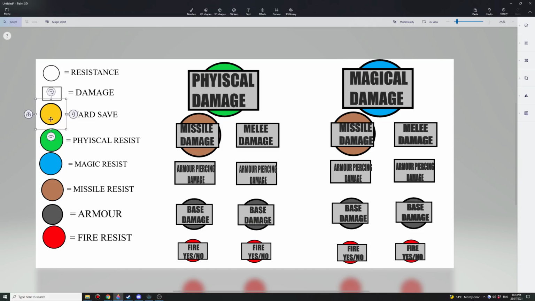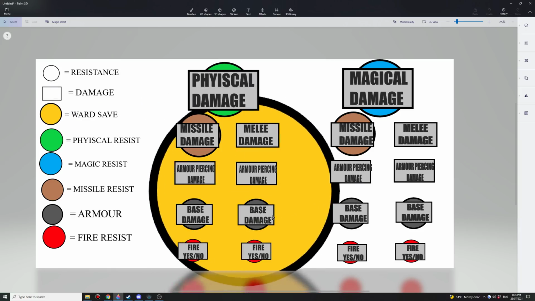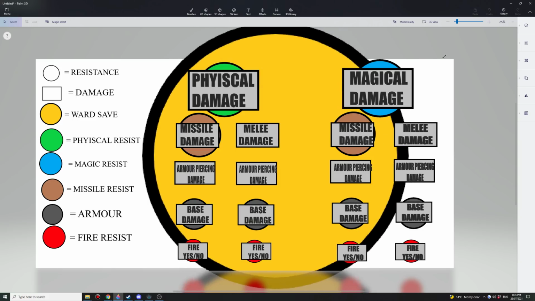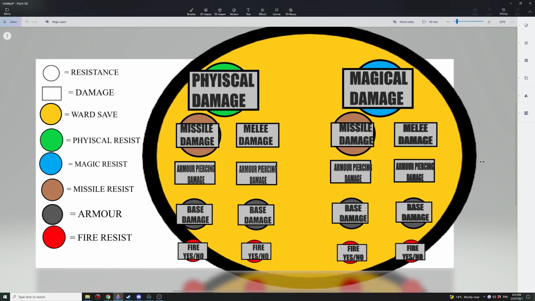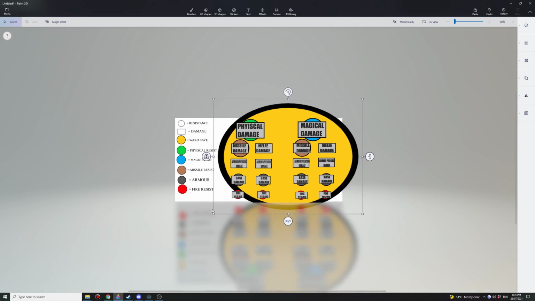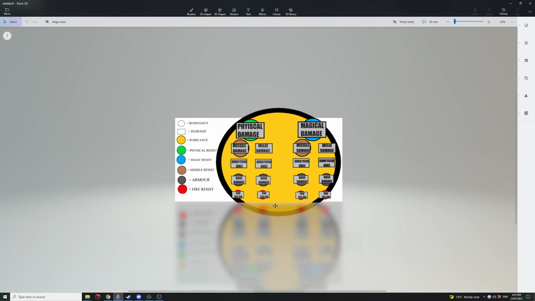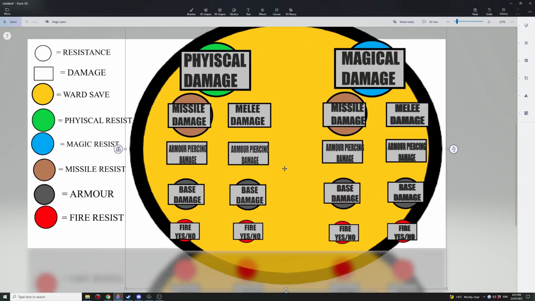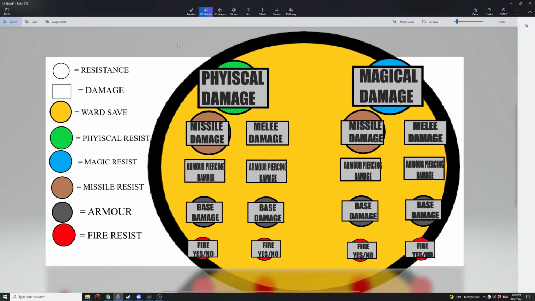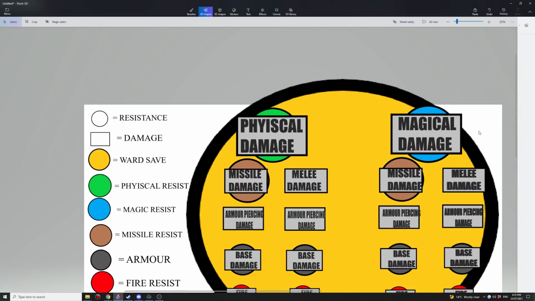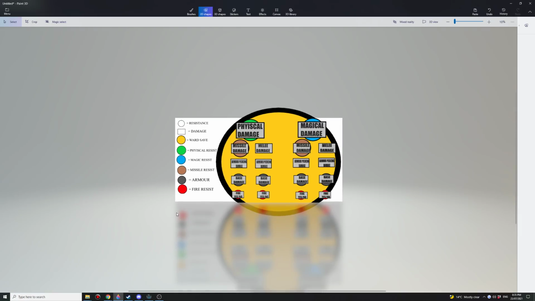And then with ward save, when we go up the list here, it actually gets easier to explain. It's really these ones here that are kind of difficult to explain, but hopefully I did an okay job of that. And then ward save blocks everything without exception. Nothing bypasses ward save, right? So we can put that over everything. Okay, so that's basically how the damage resistances work. So you just add them up.